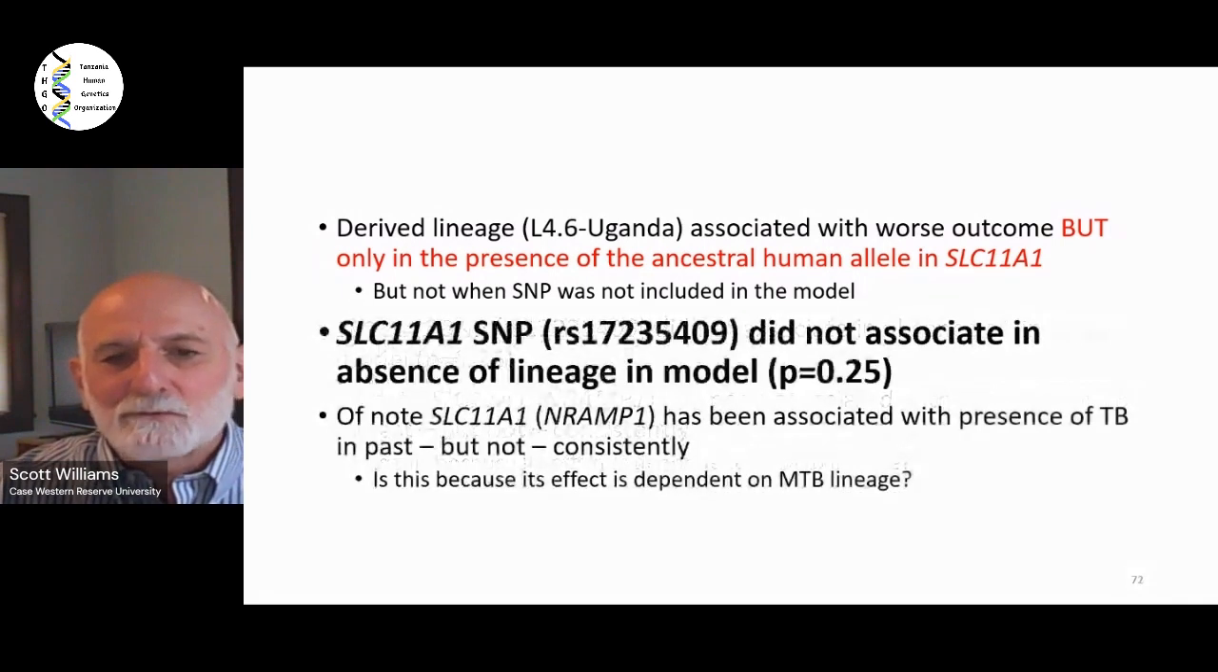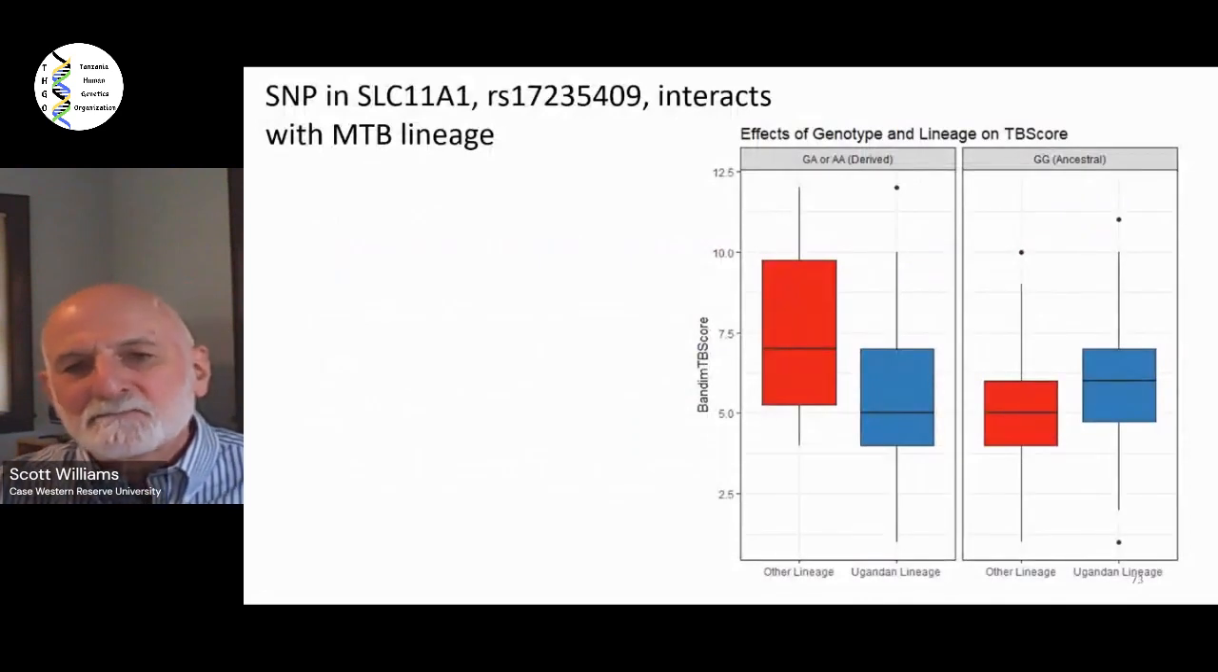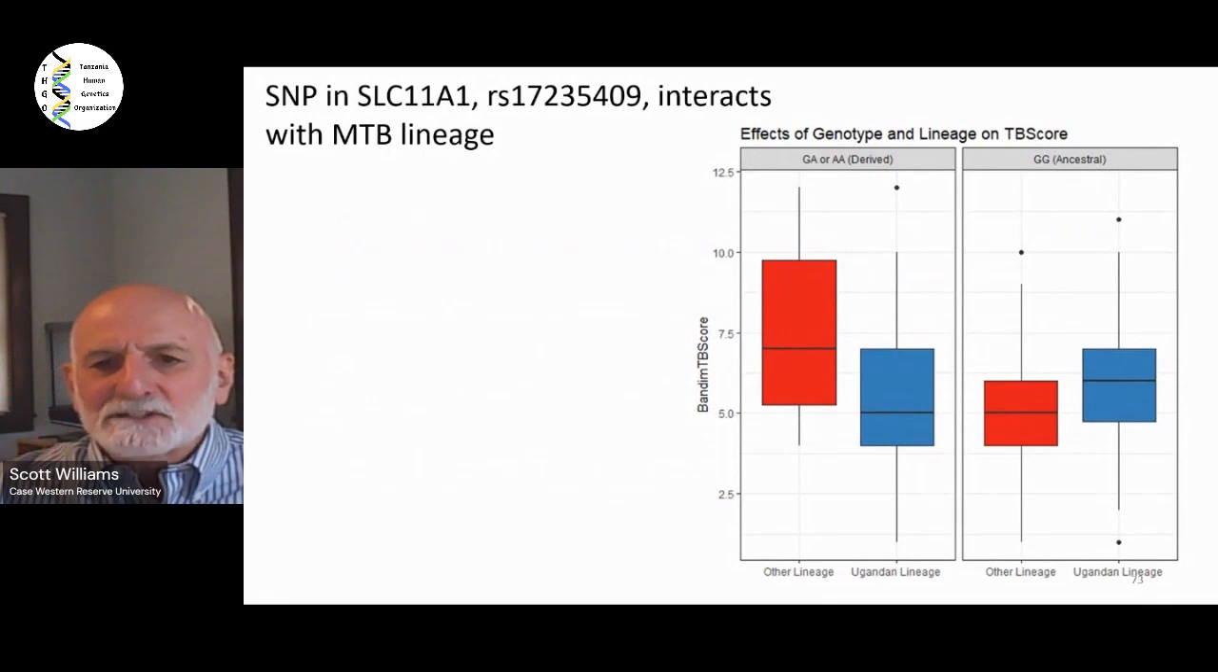But here's the issue. This independently was not associating, and you can see here, looking at the histogram, that in the derived genotype, the Uganda lineage was better, but in the ancestral genotype, the Uganda lineage had a more severe disease. So you can see it's going down in this direction in this part of the slide and up in this. A classic example of an interaction.